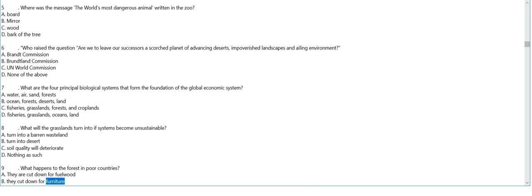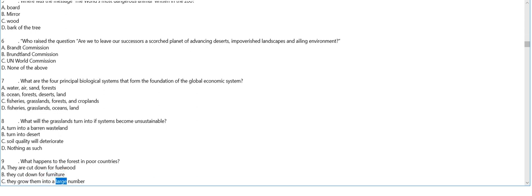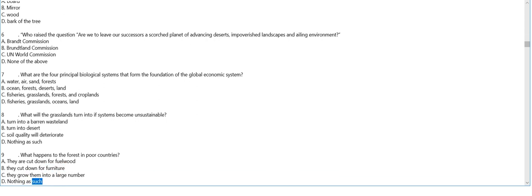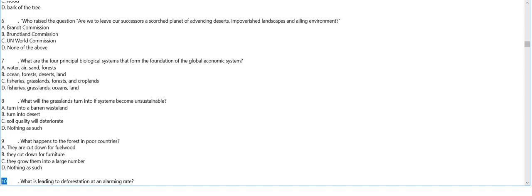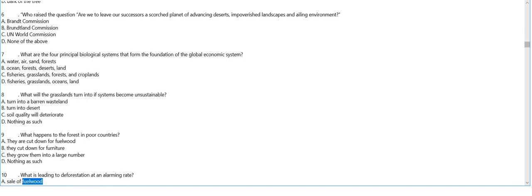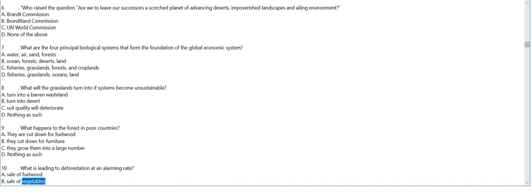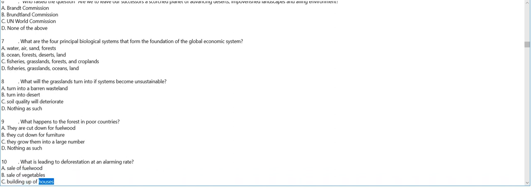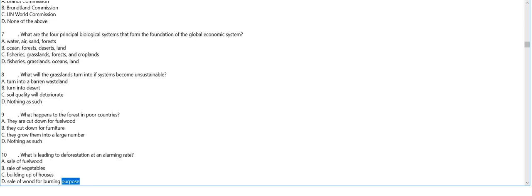B. They cut down for furniture. C. They grow them into a large number. D. Nothing as such. 10. What is leading to deforestation at an alarming rate? A. Sale of fuel wood. B. Sale of vegetables. C. Building up of houses. D. Sale of wood for burning purpose.